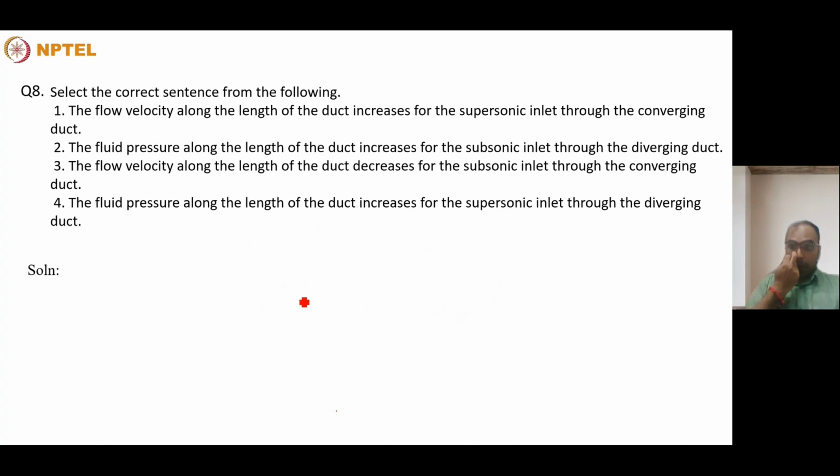So the answer to this problem is: the fluid pressure along the length of the duct increases for the subsonic inlet through the diverging duct. So the option is B. For a subsonic inlet.